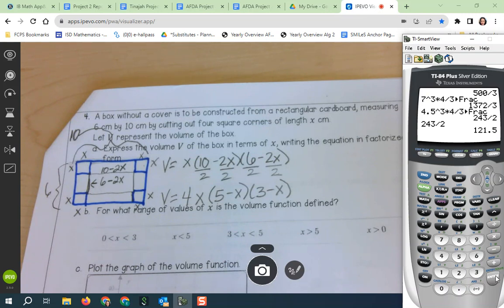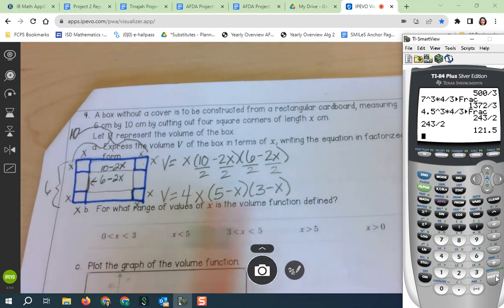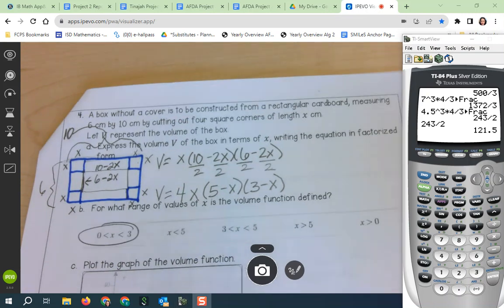All right, I want you to take a moment to think about what range of values of x the volume function will be defined for. Because remember, none of the sides can be 0 and none of the sides can be negative. So look at the numbers and see what numbers we can use for x, and then we're going to plot a graph of the volume function. Sorry, between 0 and 3. So we only really need to plot points from 0 to 3.